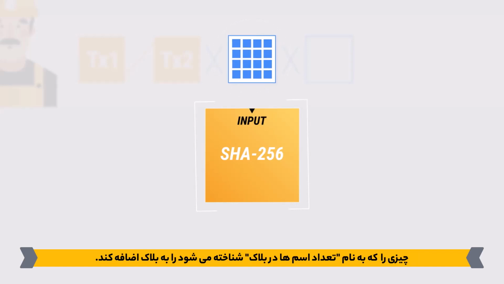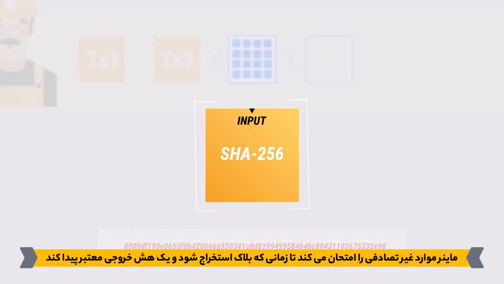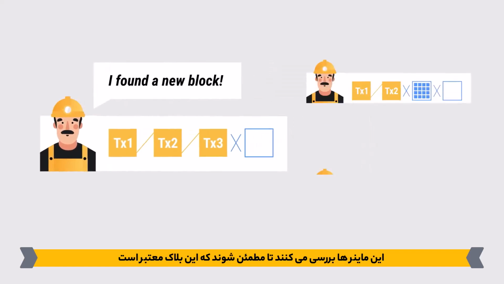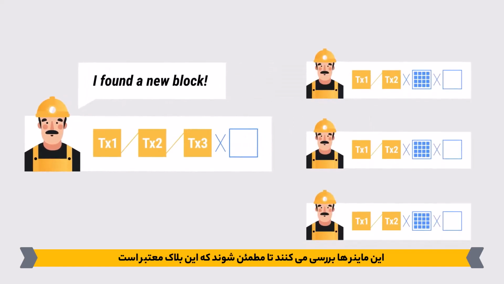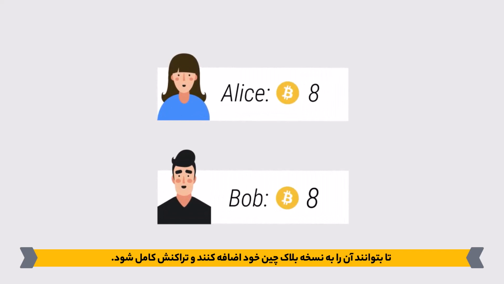In order to produce an output hash with the desired amount of zeros in the beginning, the miner adds what's called a nonce number into the block before running it through the algorithm. Since a small change to the input completely changes the output, the miner tries random nonces until they find a valid output hash. Once the block is mined, that miner can broadcast that newly mined block to all the other miners. They then check to make sure that the block is valid so that they can add it to their copy of the blockchain, and the transaction is complete.